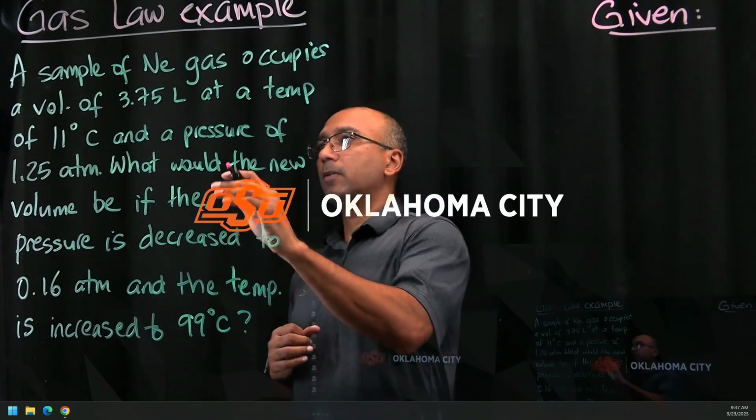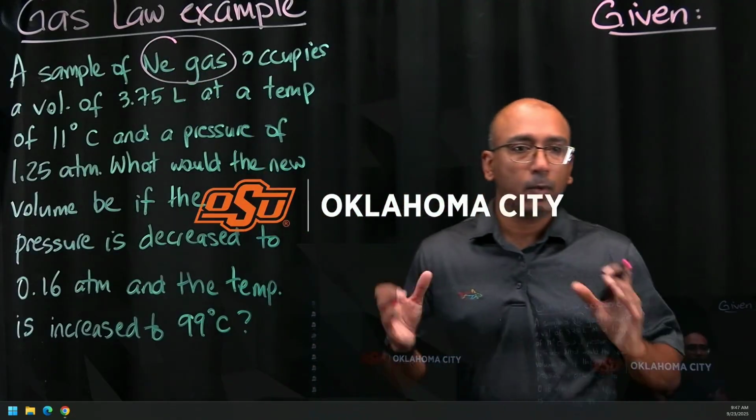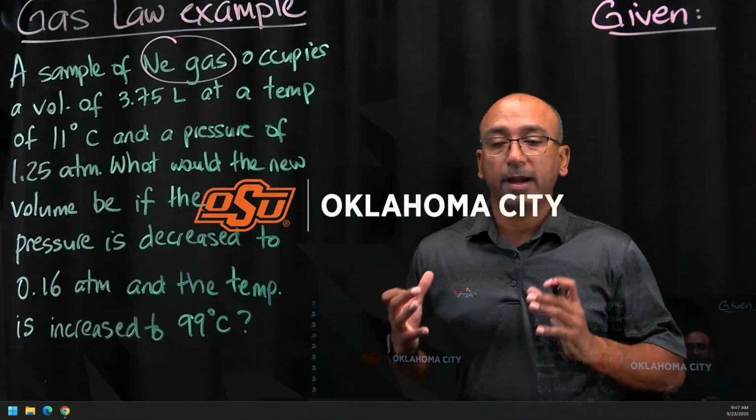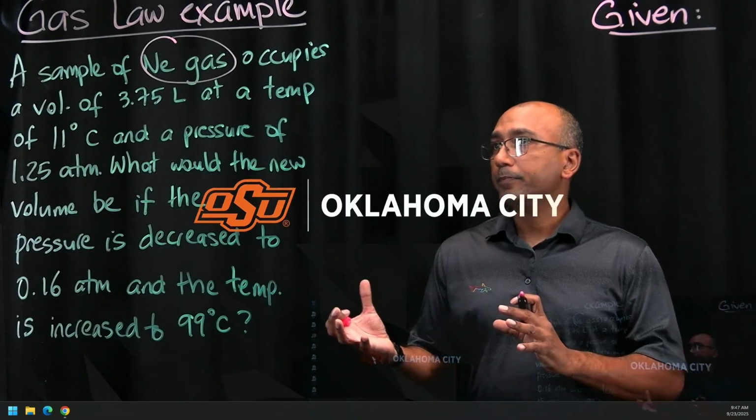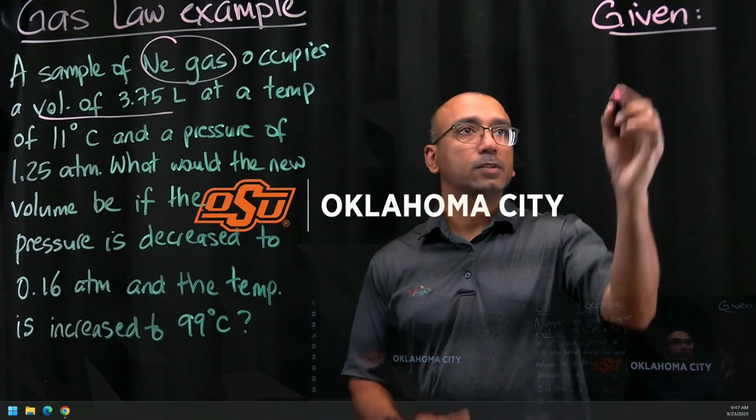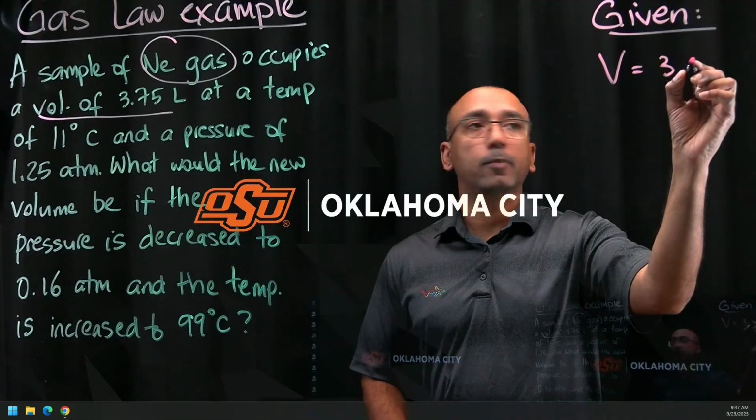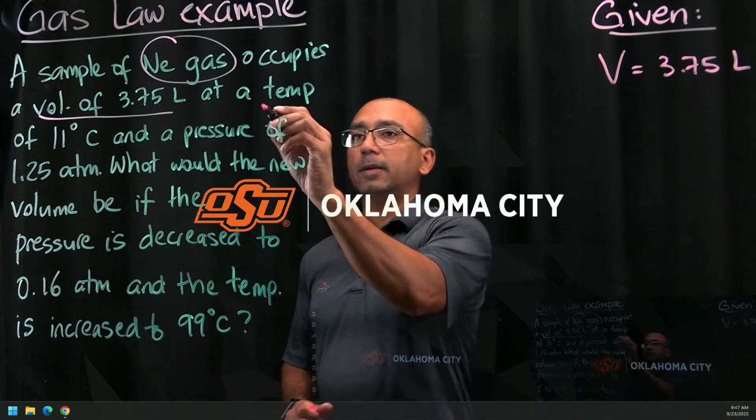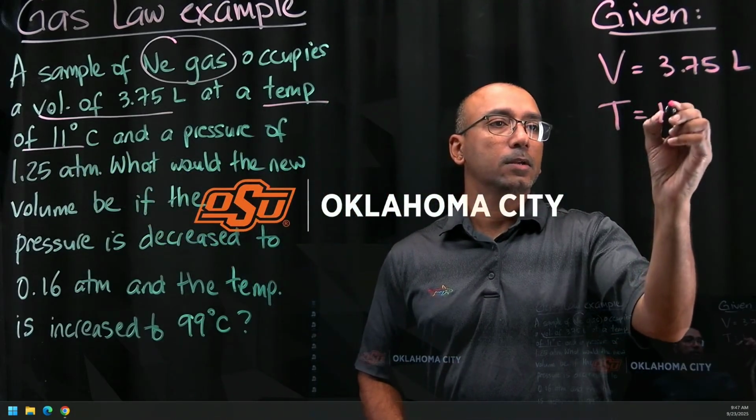So we're told, first of all, that we're dealing with neon gas, right? So right away, what you should be thinking is we're going to use some sort of a gas law or gas law relationship to help us solve this problem. We're told that it occupies a volume of 3.75 liters, so we can write that down. Volume is V, so that's 3.75 liters. We're also given a temperature of 11 degrees Celsius, so that's T, 11 degrees C.